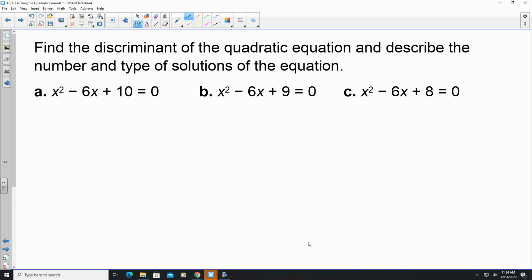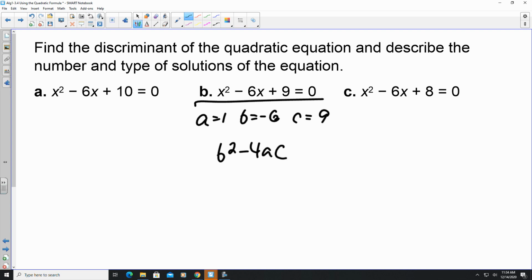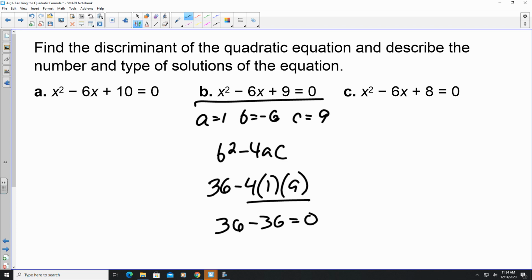All right, so say if I just looked at example B, for instance. Example B has A being 1, B being -6, and C is 9. So using the discriminant b squared minus 4ac, b is -6, -6 squared is 36, minus 4 times a, which is 1, and c, which is 9. Multiply this, I get 36 minus 36. It gets me 0. I have a result of 0 as my discriminant, so that means I have one solution.